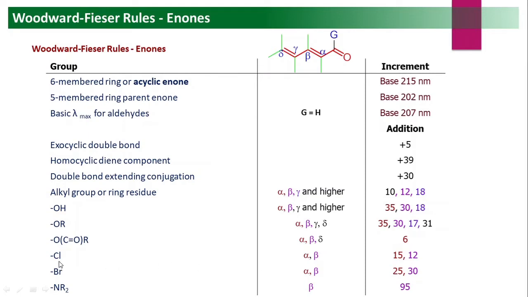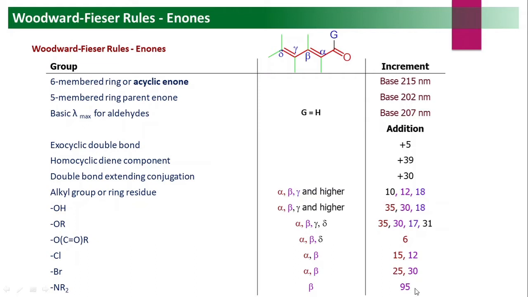If a halogen, that is chlorine, is there: if chlorine is at the alpha position, then we have to add 15. If chlorine is at the beta position, then we have to add 12. If Br is at the alpha position, then add 25 nanometers, at the beta position add 30. If an amine group is at the beta position, add 95.